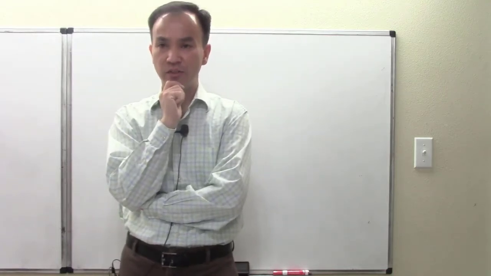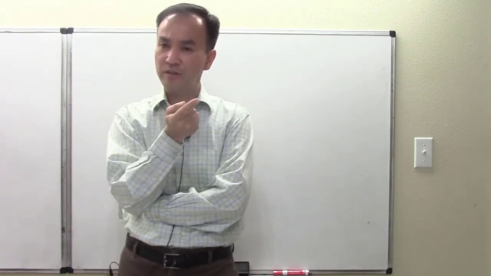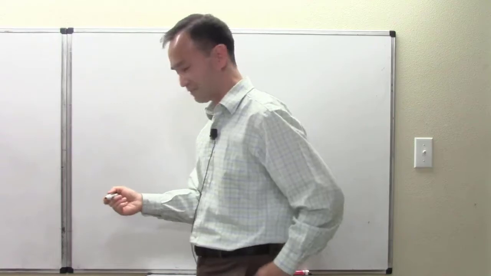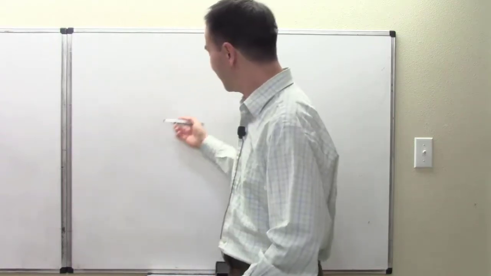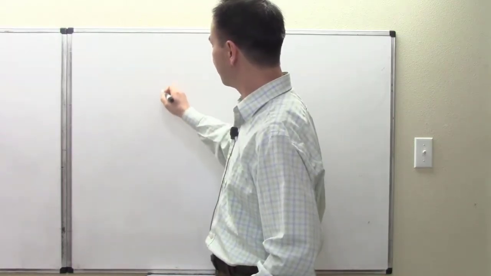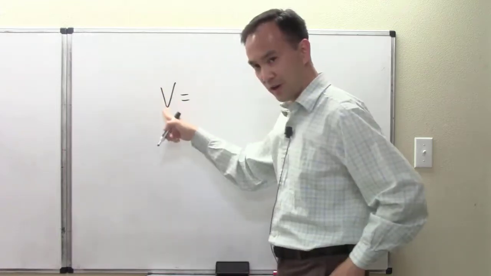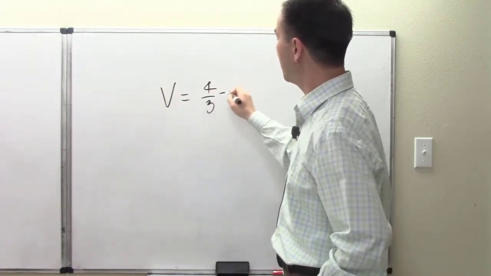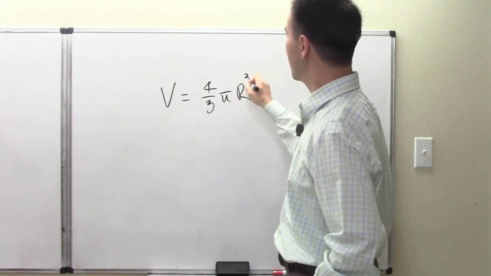Let's remind ourselves a little bit. What is the volume of a sphere? Volume of a sphere. High school geometry students learn that the volume of the sphere is 4/3 pi r cubed.